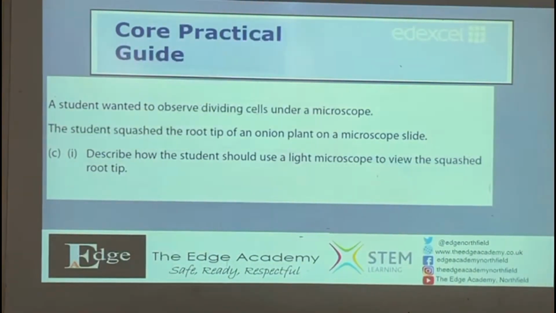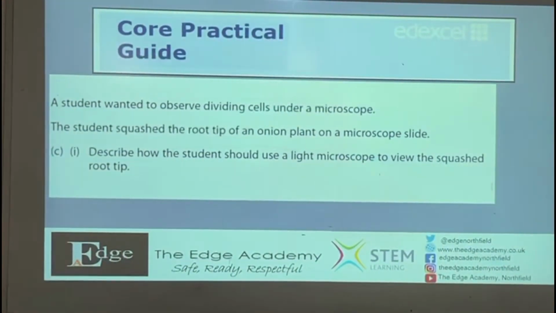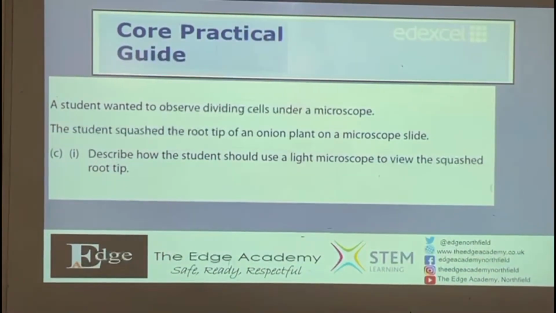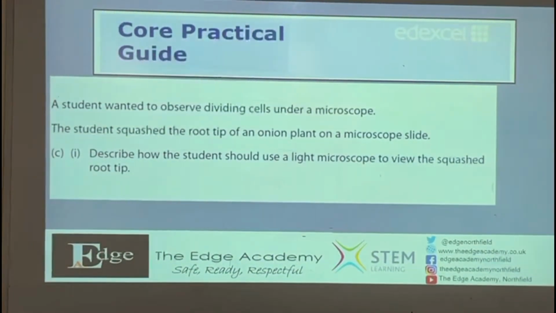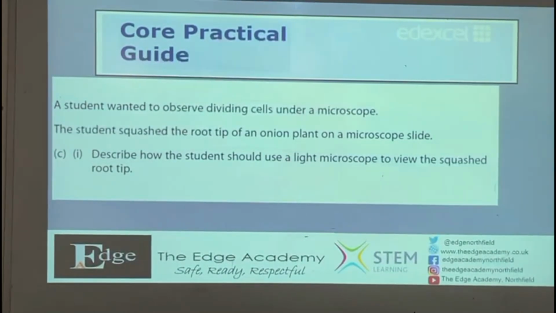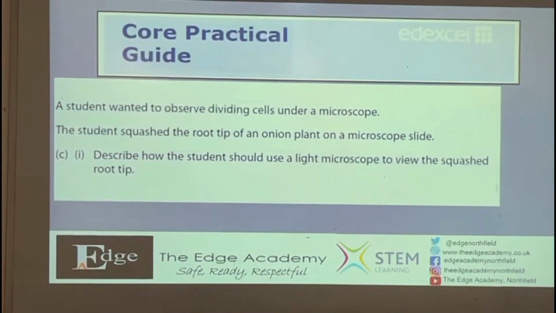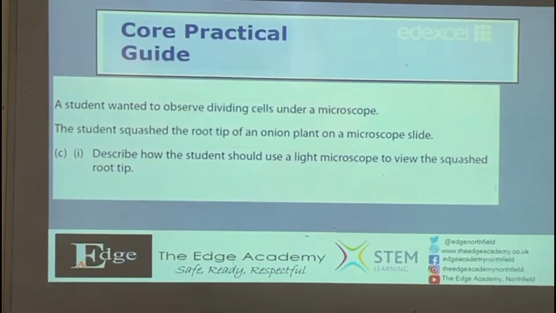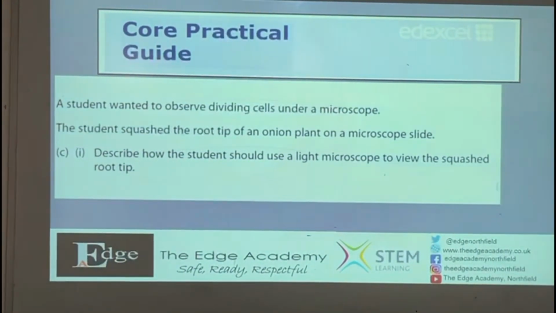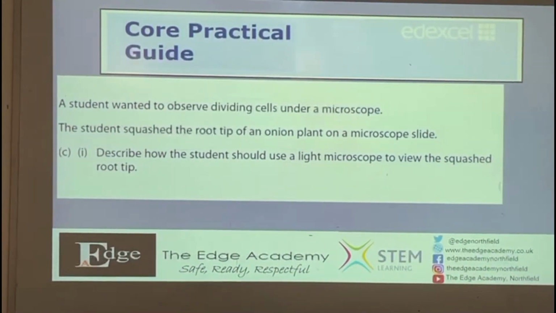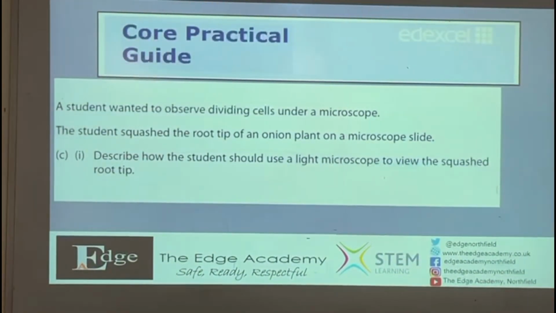So moving on to the next thing we need to do. We now need to have a look at some exam questions. So what we need to do is have a go at this exam question here. It says, describe how the student should use a light microscope to view the squashed root tip. What I would like you to do is to pause the video and have a go. You are aiming to get 3 marks in the exam for this.